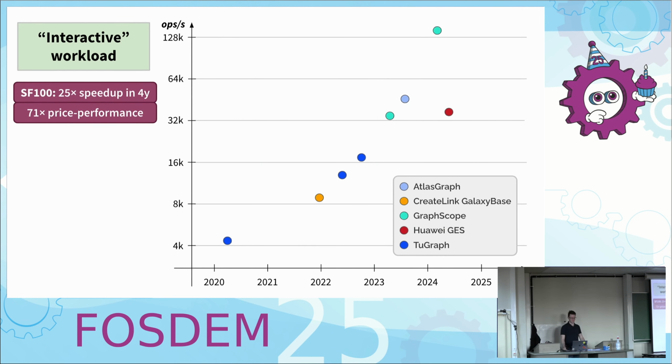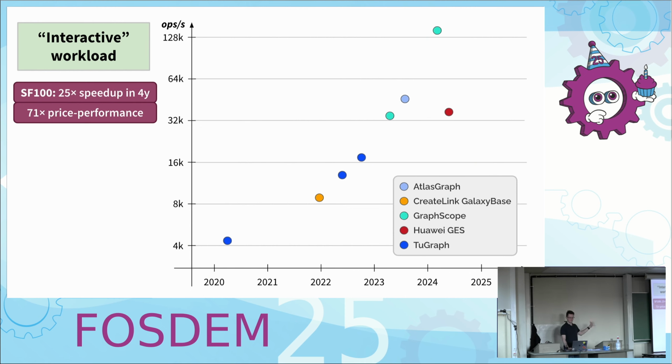The interactive workload has been out for a couple of years now, and we have received a lot of official results from vendors. And I think this is a really impressive diagram because it shows that we have mostly a doubling of performance every year, and even better if you take the performance and the price of the systems into account.